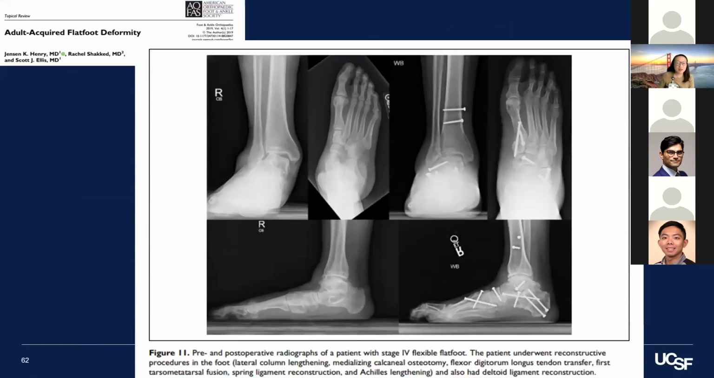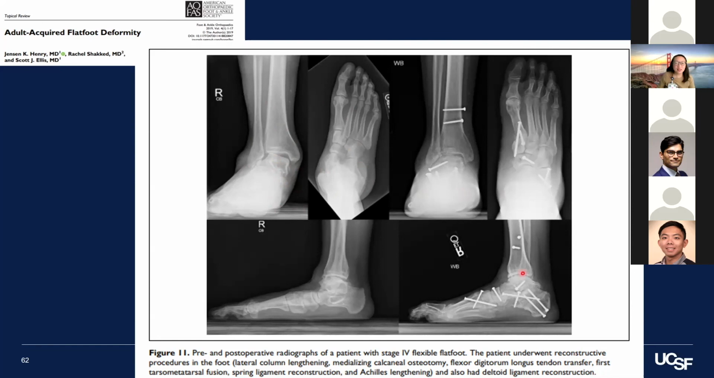So this is just some cases. I personally have never done a deltoid ligament reconstruction. Deland is one of the people that does it at HSS. You can see this patient here clearly has a stage 4 deformity because they have ankles in valgus. And this is one of those flexible ankle valgus patients.